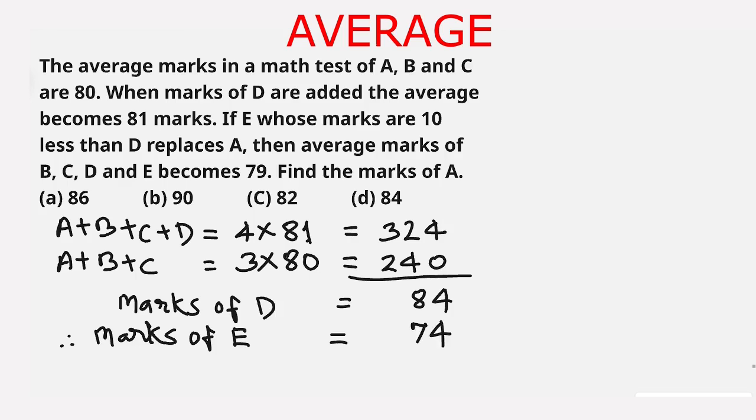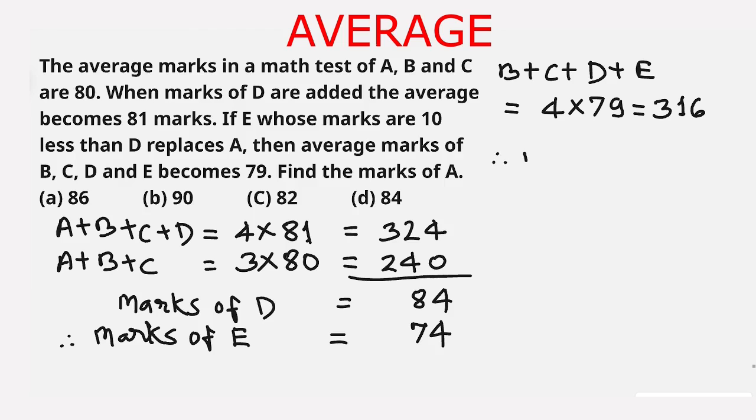The total marks of B plus C plus D plus E is equal to 4 multiplied by 79, as the average given to us is 79 marks for B, C, D and E. So this is equal to 316 marks. Now we subtract the marks of D and E to get the marks of B and C.